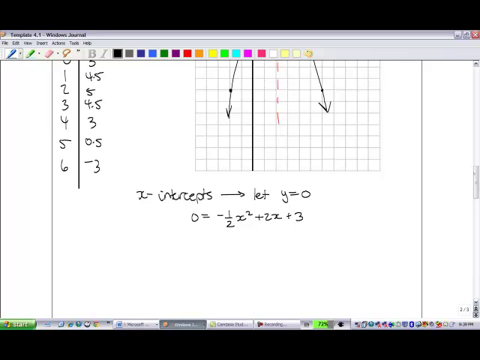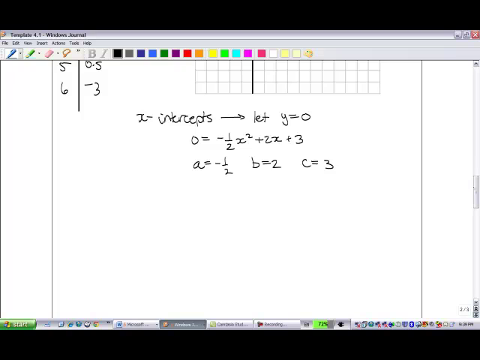We could do this using completing the square, or we could go about this using our handy quadratic equation, where a is negative 1/2, b is 2, c is 3, and we would have x equals negative b, so negative of 2, and we go plus or minus the square root of b squared, so that's 2 squared, minus 4ac, so 4 times negative 1/2, and c is 3, all over 2 times a.